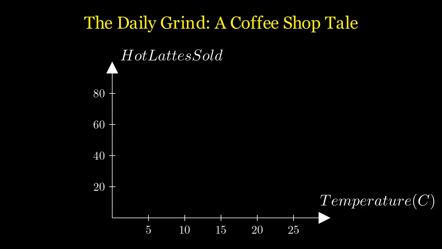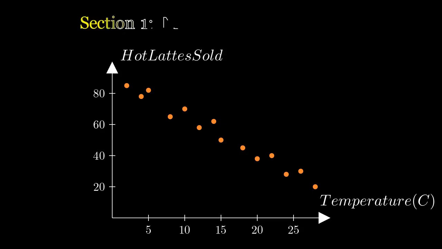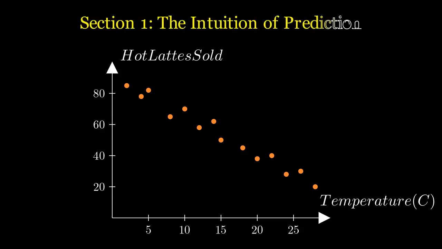Imagine you own a cozy coffee shop called The Daily Grind. You've noticed that as the temperature drops outside, your sales of hot lattes skyrocket. You have data points, the temperature on one axis and the number of coffees sold on the other. But the points are scattered like stars in the sky. How do you draw a single straight line that best represents this relationship? This is where our story begins.